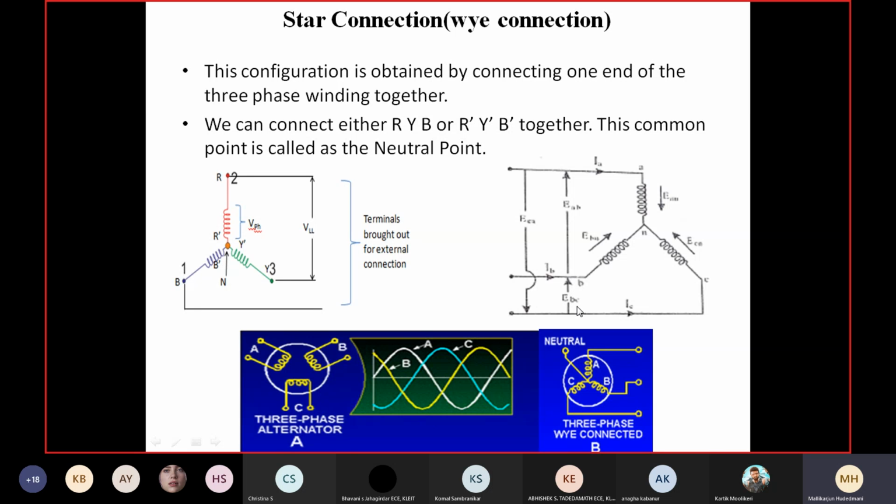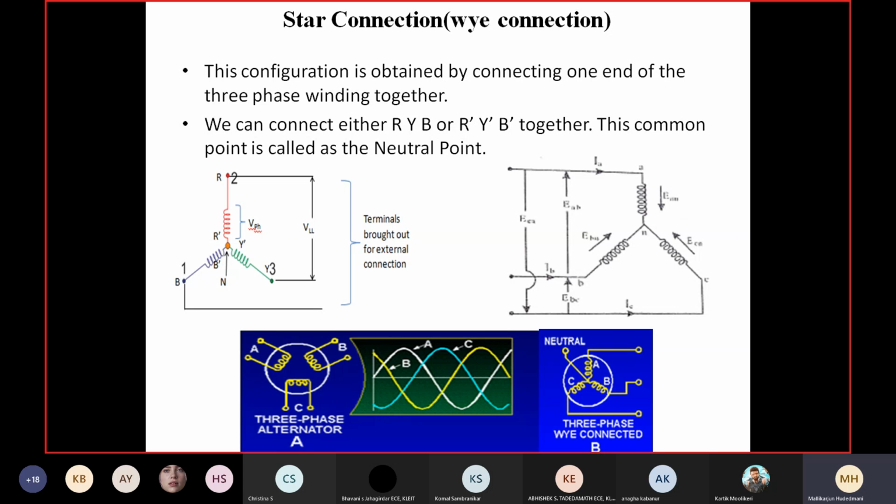Now what I mentioned, EAB, EBC, ECA, are the line to line voltages of a star connection. My question is, what are EAN, EBN, ECN? They are the phase voltages measured with respect to the common point N. What are EAB, EBC, ECA? These are the voltages measured between A and B, B and C, C and A without N. N is not touched here, only terminals are referred.